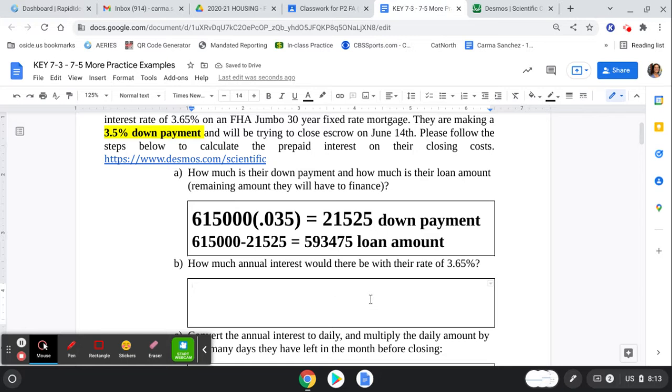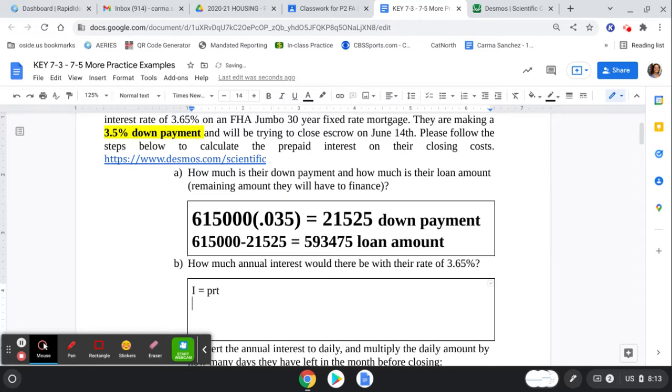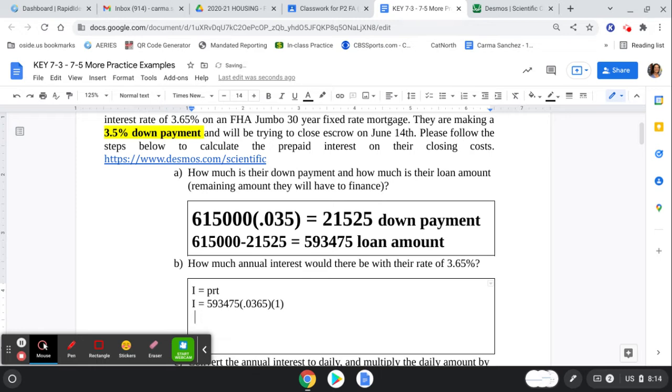So how much interest would there be for the year? So we go back to the straight up interest formula from the banking chapter way back in first semester. So the interest is equal to the principal, 593,475, times the rate, 0.0365, and then times 1 year, which really isn't needed. And so let's go over to Desmos and multiply this and see what we get. This is going to give us the annual interest, the interest for the whole year.